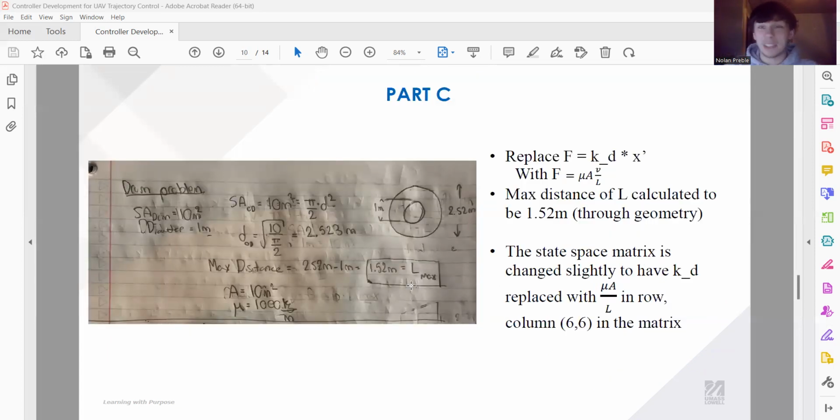Part C, I did some mathematical calculations to figure out the max distance that L could be for the max force, the max damping force, because that's what we're replacing here with the newer technology. You can see F equals KD times x dot, or velocity, is replaced with F equals mu A V over L. What I did is in the state space in row 6, column 6, I simply replaced mu A over L to where KD previously was. And with the mathematics, that works out pretty well.